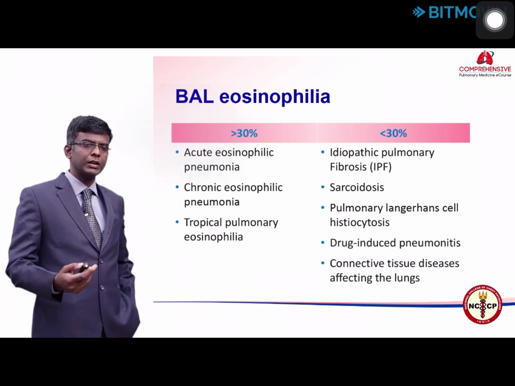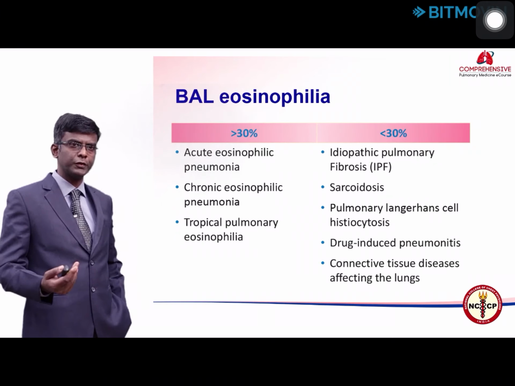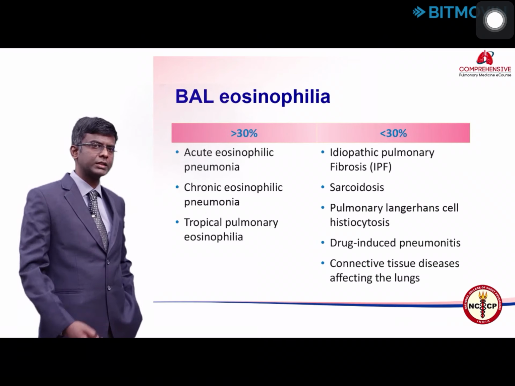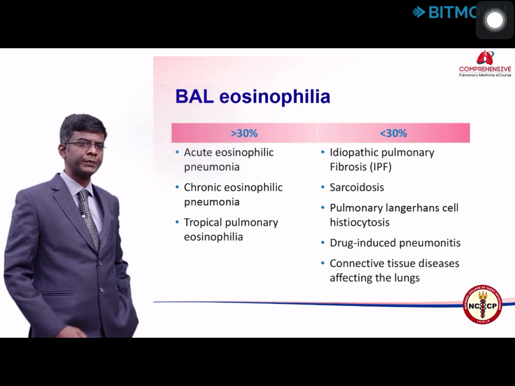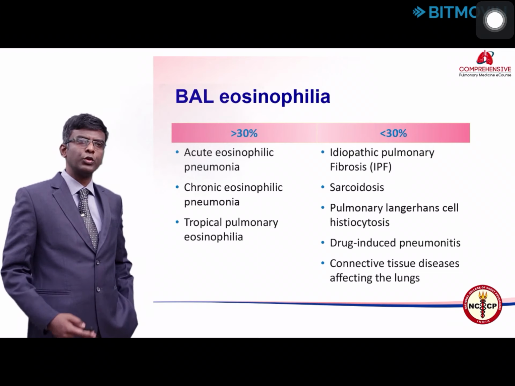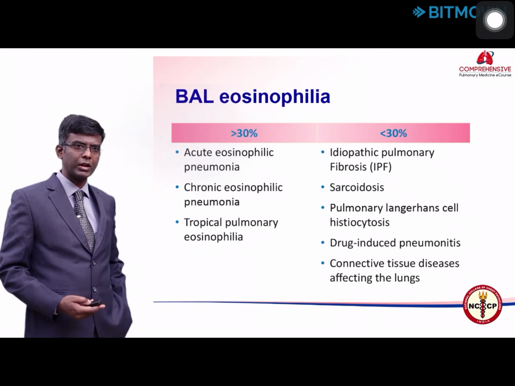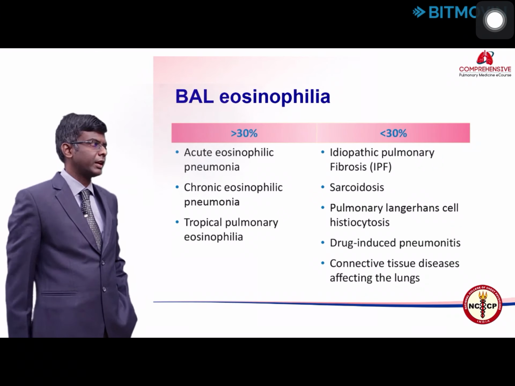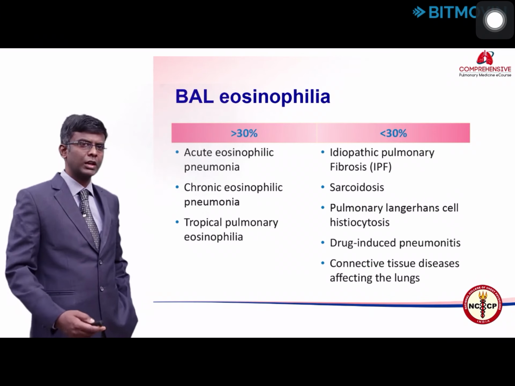In BAL, you can have severe bronchoalveolar lavage eosinophilia, more than 30%, and these can be found in conditions like acute and chronic eosinophilic pneumonia and tropical pulmonary eosinophilia. In other conditions, you can have mild to moderate eosinophilia in bronchoalveolar lavage, and these include IPF, sarcoidosis, pulmonary Langerhans cell histiocytosis, and connective tissue disorder related lung disease.